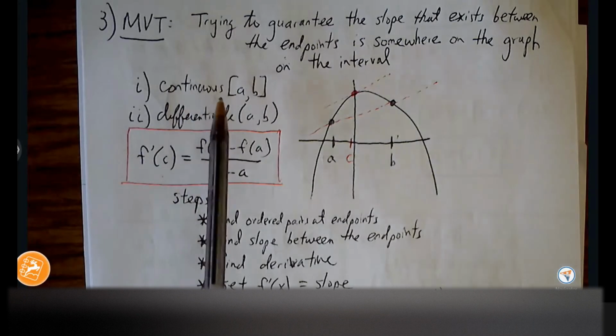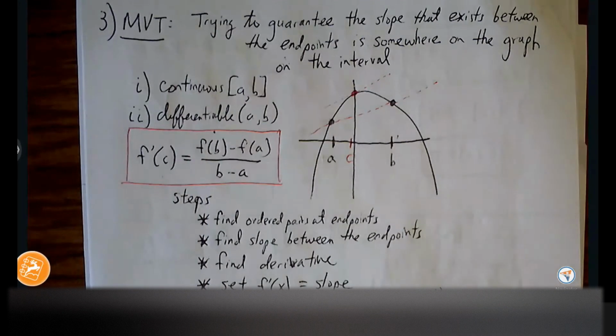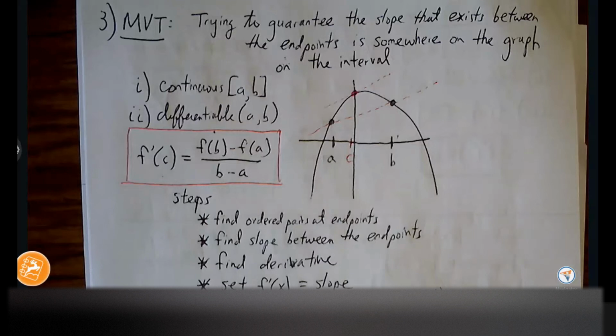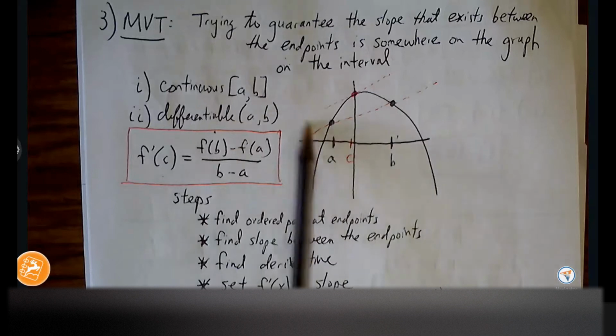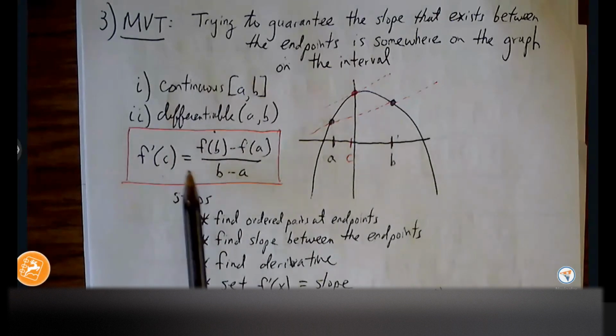So conditions look very similar initially. It needs to be continuous on the closed interval, so no vertical asymptotes, no holes. It needs to be differentiable, it needs to be a smooth curve. And then there's no third condition. We don't have to verify that the endpoints are the same y value because we're not trying to guarantee slope 0. So all we need to do is go through this process of fulfilling this formula.